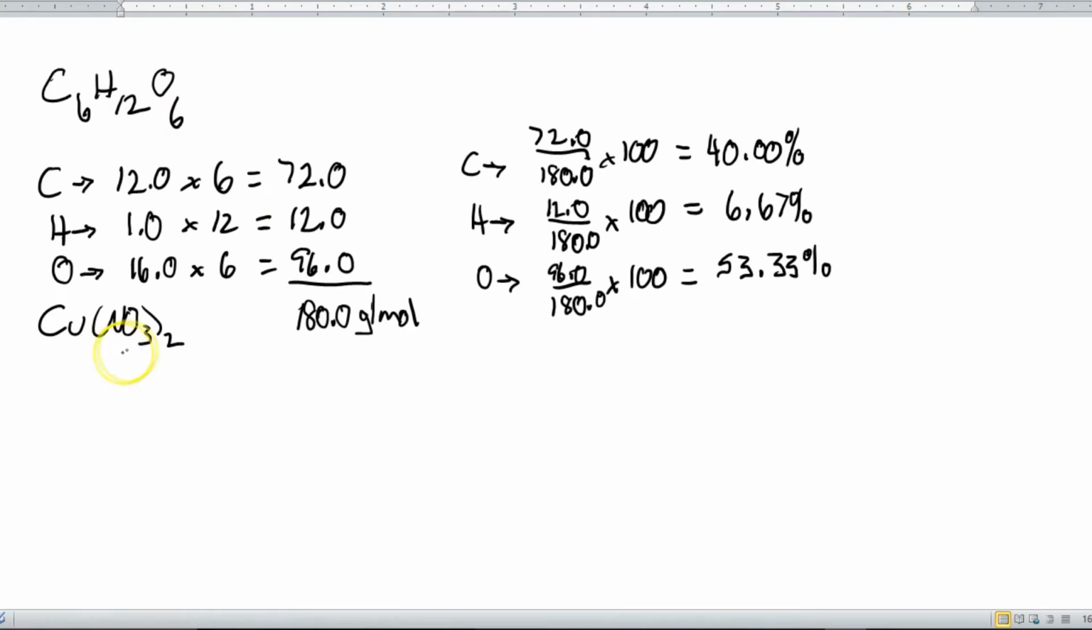I got one more example to show you here, which is copper(II) nitrate. Same as before, step one is to calculate the molar mass. Copper here has a mass of 63.5. Remember, I like to round my molar masses to the tenths place. So 63.5, and then we're going to multiply that by the number of coppers in the compound, which in this case is 1. So that equals 63.5.